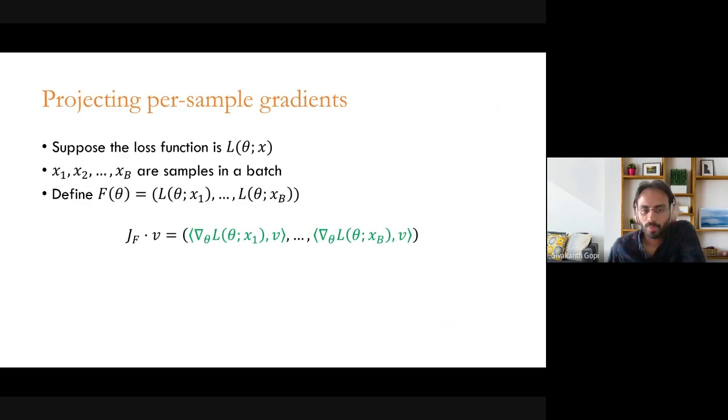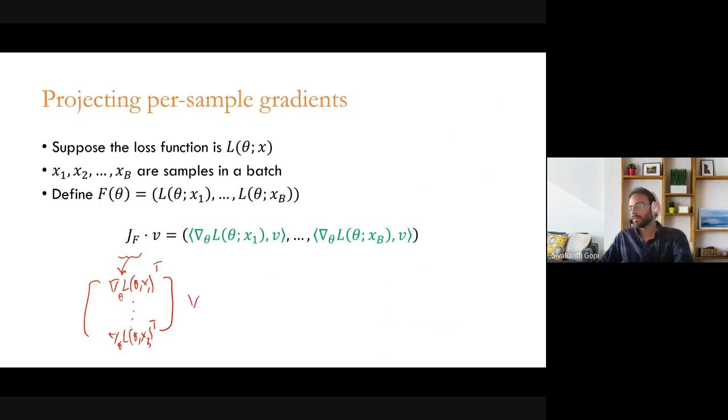I'll give a moment to parse that. It's actually pretty simple. This Jacobian is composed of the per sample gradients, the gradient of L with respect to theta at x1, transpose, and so on, up to the gradient of L with respect to xB. And then you're just multiplying with V on the right. So this is the Jacobian here. You should just expect to see the projections of the per sample gradients onto any vector that you want. So what we're saying is it's pretty easy to project all the per sample gradients onto a random vector, or any vector that you want, and get the projections. And it's very efficient. It's even more efficient than backprop.